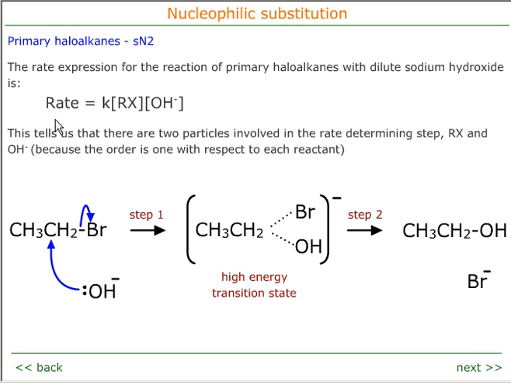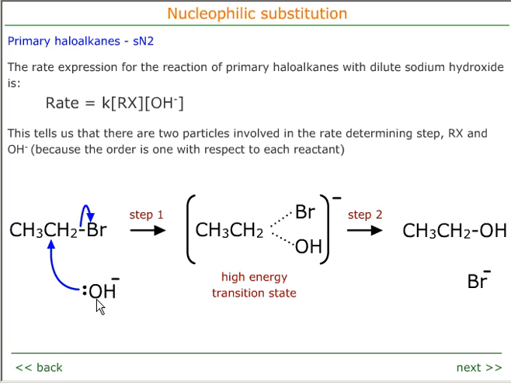In the case of a primary haloalkane, we find that the rate is proportional to both the haloalkane and the nucleophile, and that means that in the slowest step there must be both of these particles taking part. This means that the slowest step then has a collision between the nucleophile and the haloalkane.